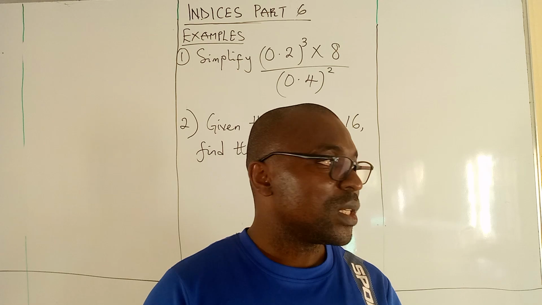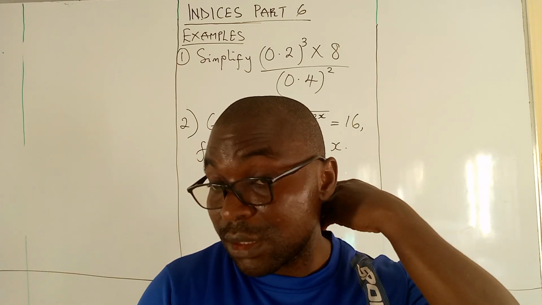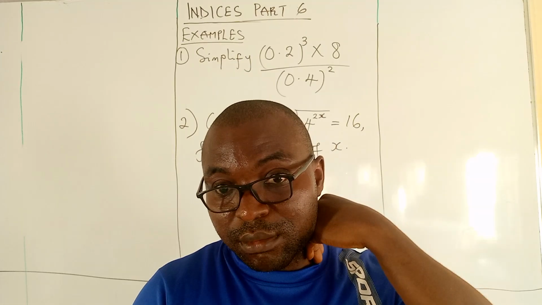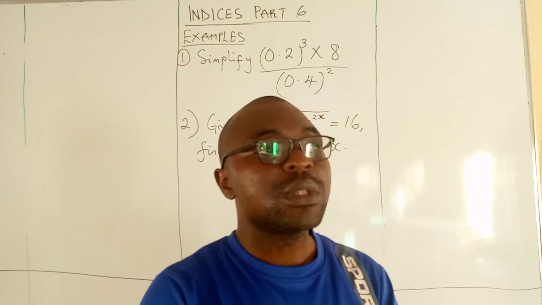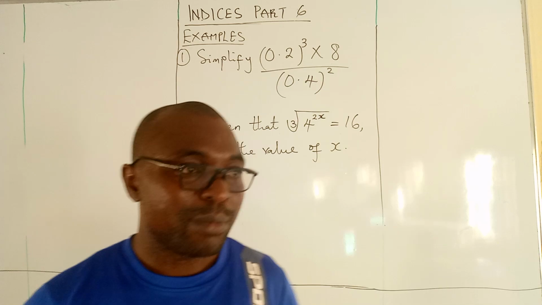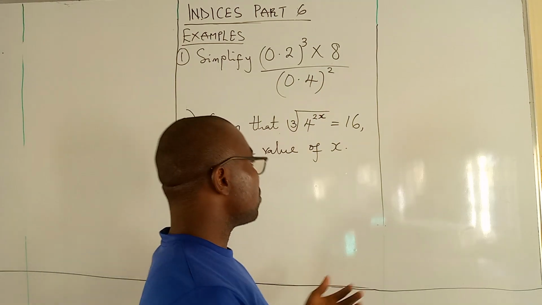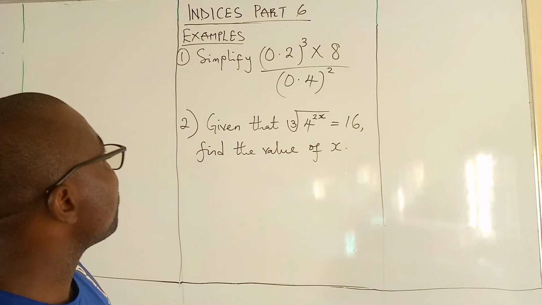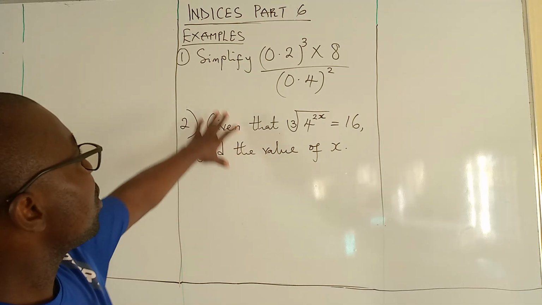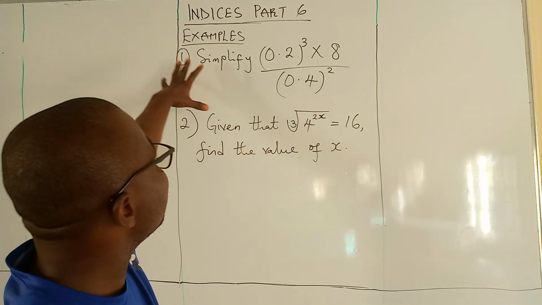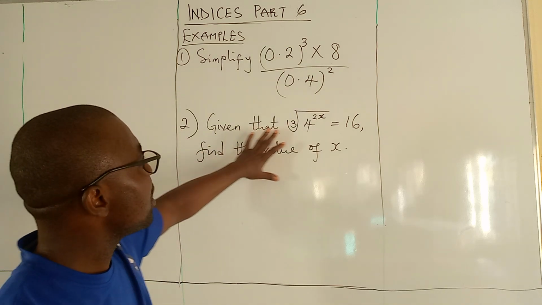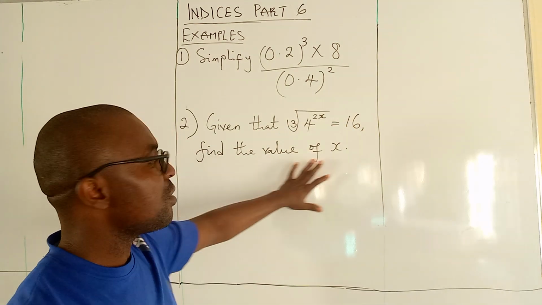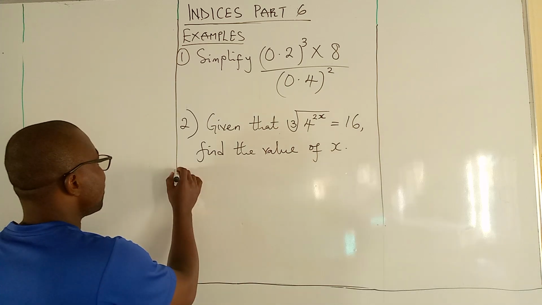Indices Part 6, which is actually a continuation of Indices Part 5, meaning I have done a video on Indices Part 1, 2, 3, 4, 5 before this Part 6. Part 6 is simply a continuation of Part 5. So, under Indices Part 6, we have two examples. Simplify this, and then the second one is given that this is equal to this, find the value of x. Let's start with the first one.